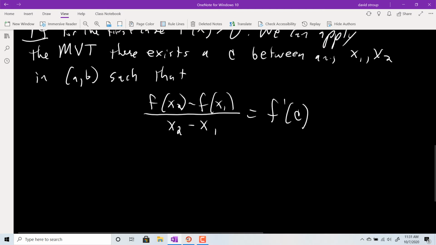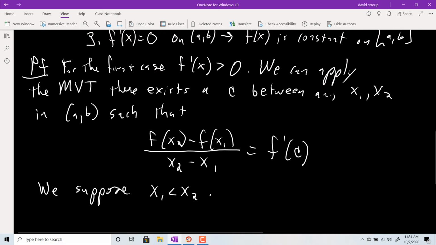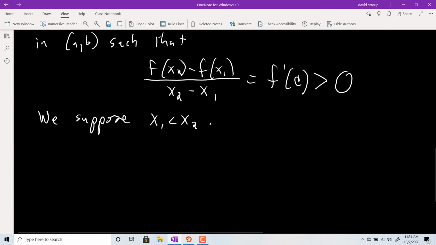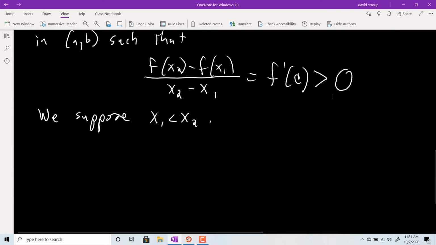Okay. We suppose x1 is less than x2. Okay, and in that case, it forces the numerator to be a certain way. Okay, because f prime of x is greater than 0 in this interval, we know that f prime of c must be greater than 0, right? Which means that f of x2 minus f of x1 all over x2 minus x1 is greater than 0.